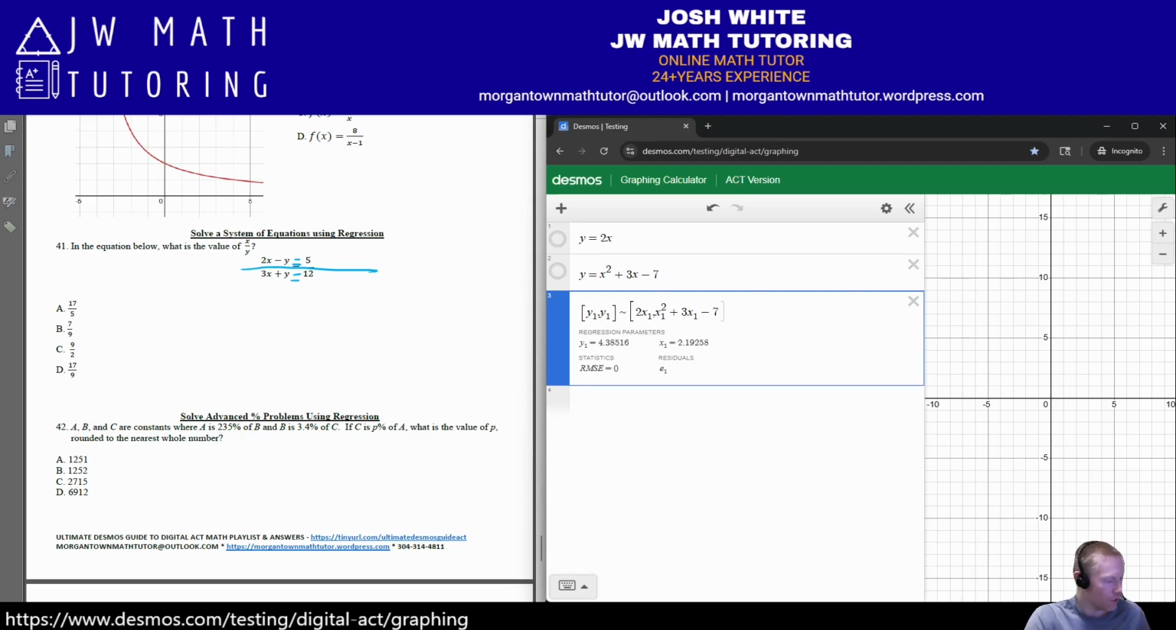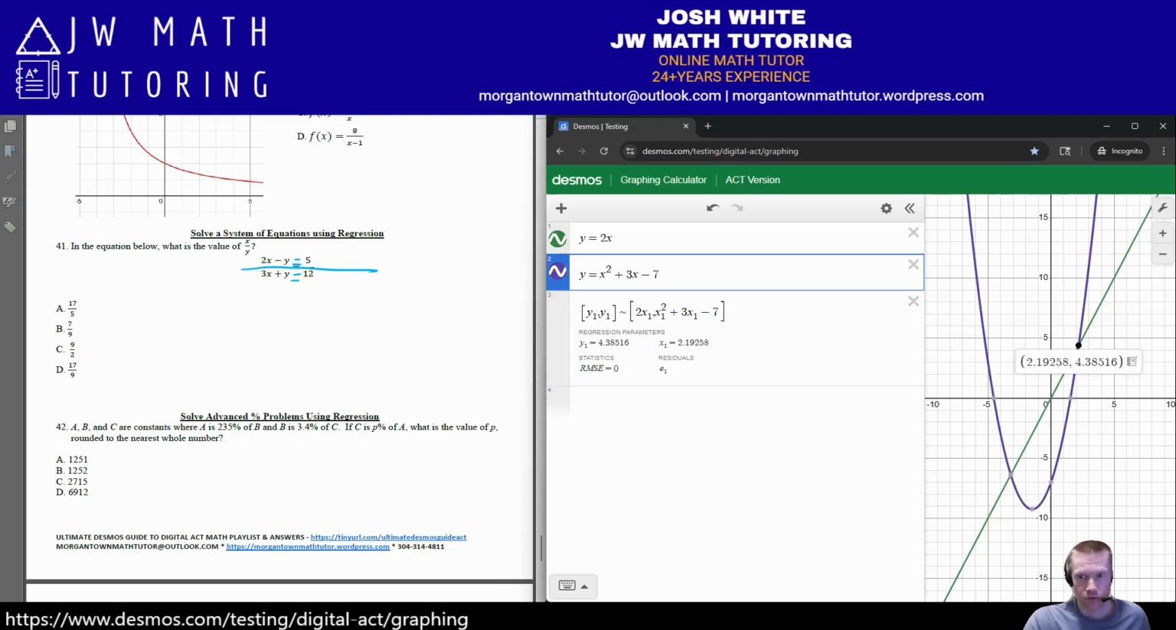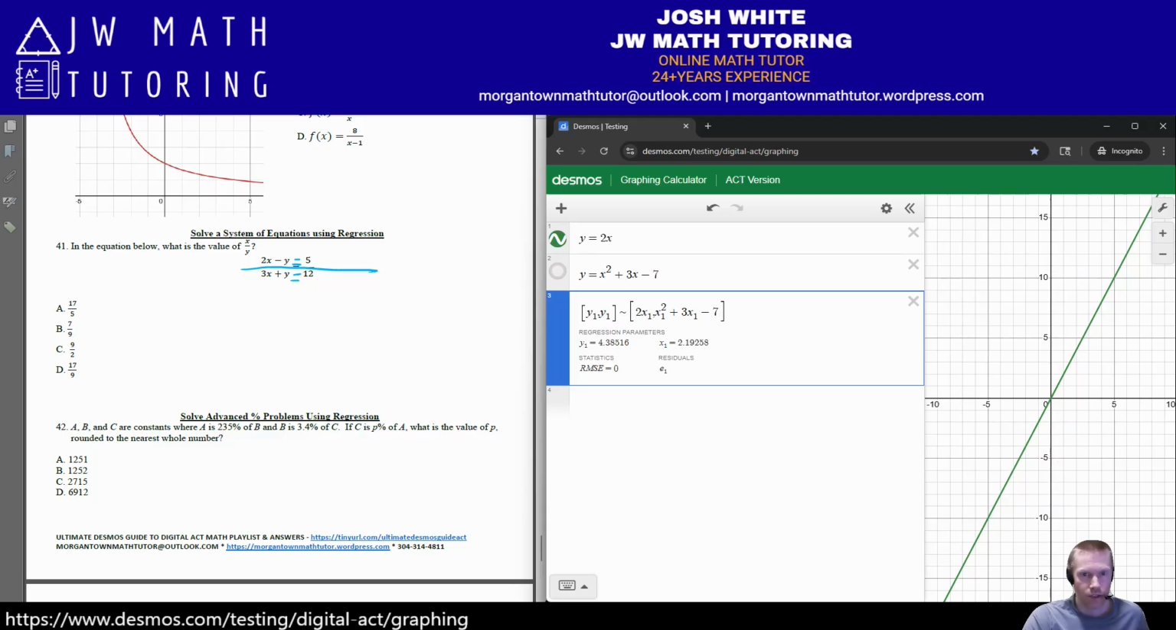Okay, so notice, right now by default, I'm going to turn this back on, it's giving me this solution right here. Notice 2.19258, 4.385, and so on. But let's say the problem asked for the negative solution, or the negative x-coordinate, or negative y-coordinate, or the smaller solution, however it was worded. So in other words, this is not the correct answer. This is not what the problem is asking for, even though it's a solution to the system.